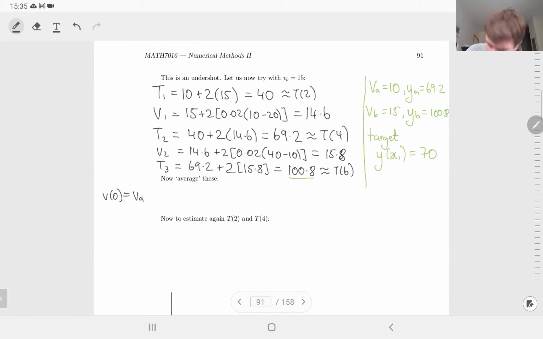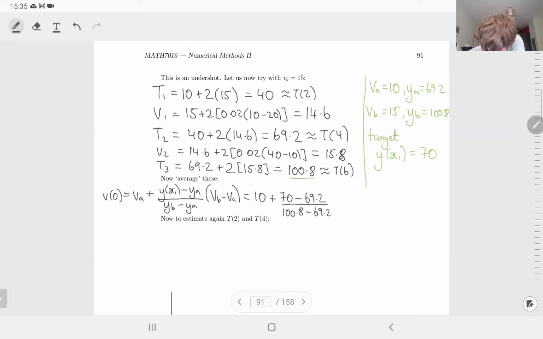VA plus Y of X1 minus YA, divided by YB minus YA, times VB minus VA. So we should be able to put all these numbers in. So VA is 10, plus Y of X1 is 70, minus YA is 69.2, divided by YB is 100.8, minus YA is 69.2, times VB, which was 15, minus VA, which is 10.